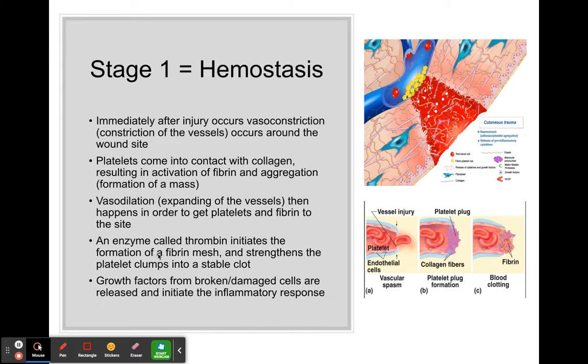After that, an enzyme called thrombin initiates the formation of a fibrin mesh, and then the platelets from your bloodstream clump into a stable clot, which is essentially called a scab. And lastly, in hemostasis, growth factors from broken and damaged cells are released and initiate the next step, which is called the inflammatory response.